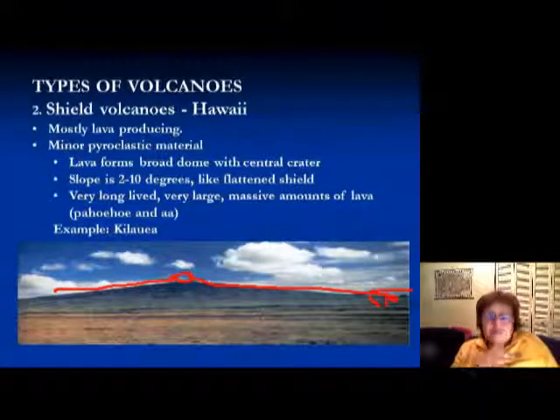So this is a very broad lava flow. It has a central crater. The slope is very shallow. It's like a flattened shield, like the slide says. These are very long lived. They will produce lava for the longest time, and these lavas are either pahoehoe or aa. One of the best examples is Kilauea, I think, in Hawaii.